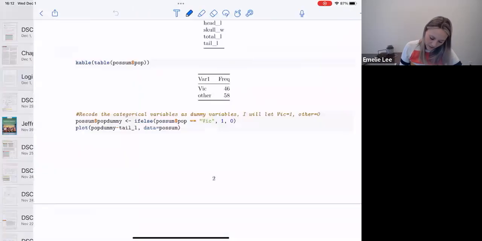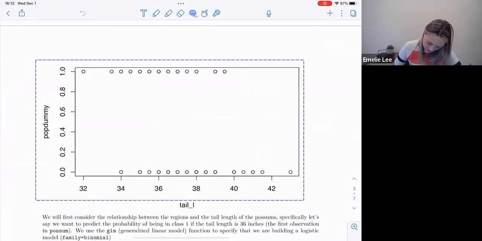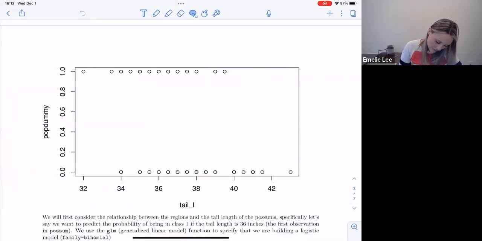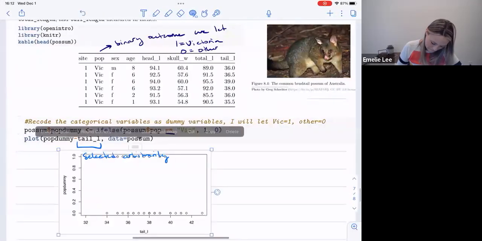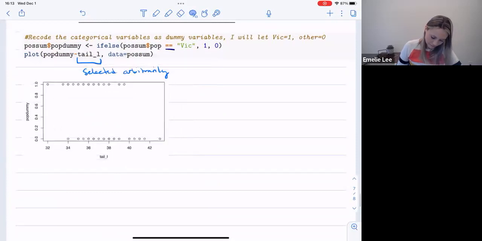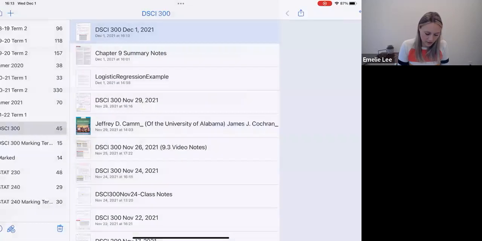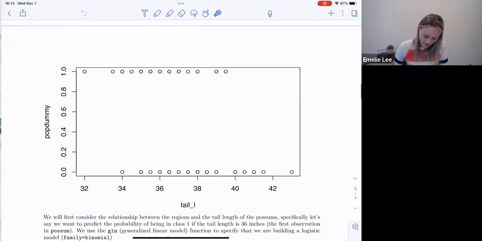When I plotted that, I get a plot that looks like this. I was looking for kind of a shift in these 0s and 1s. Remember, the dummy variable is either 0 or 1, and then I've got the tail length here. Of course, I haven't cleaned up my plots. This is just exploratory work.